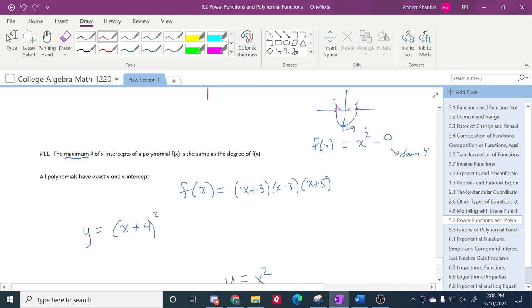Now look at its degree is 2. And it has 2 x-intercepts. But the fancy word in here is maximum number of x-intercepts. If f of x is x squared, now that's a second degree polynomial, but it has only one x-intercept.